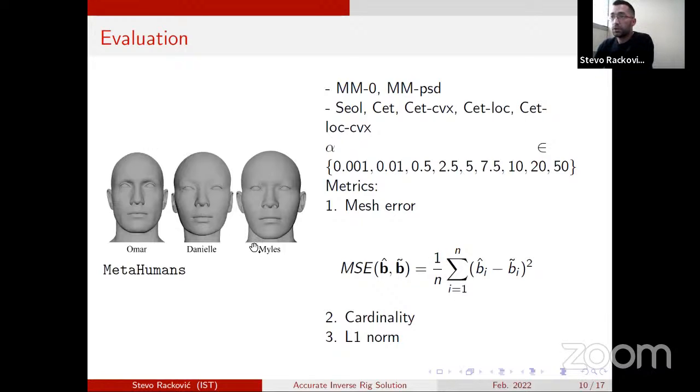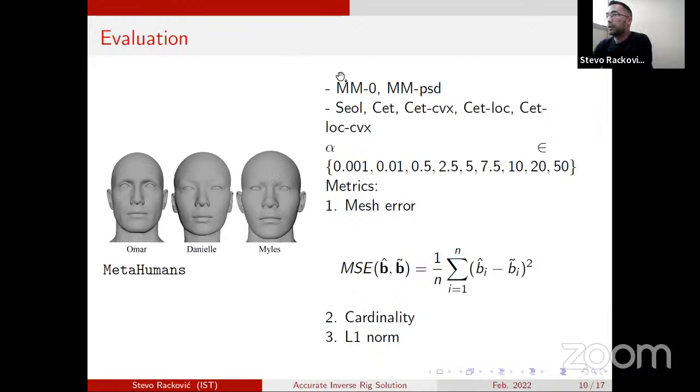Now the results that we simulated are done over 3 realistic animation data sets. All of these 3 characters are available on the platform MetaHumans, as well as hundreds of other choices. We chose this because it's publicly available, and the reader can try to repeat the same experiments with it.